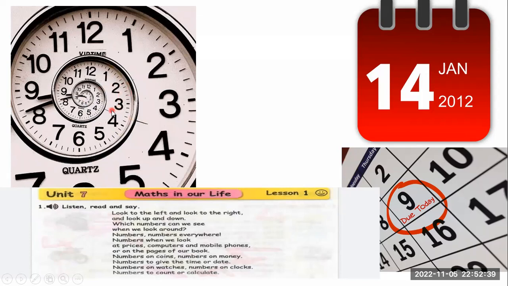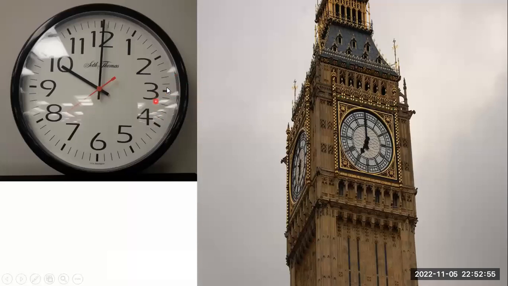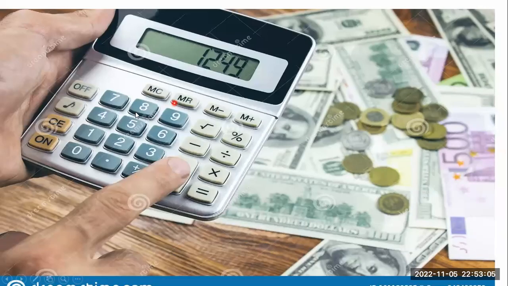We get the time from the watch, and this is the date. What is the date today? It is 14th of January 2012. And numbers on watch. This is the watch which we wear in our hands. And numbers on clocks. What is the meaning of clocks? The clocks which we put in our wallet, and we know the time from it.